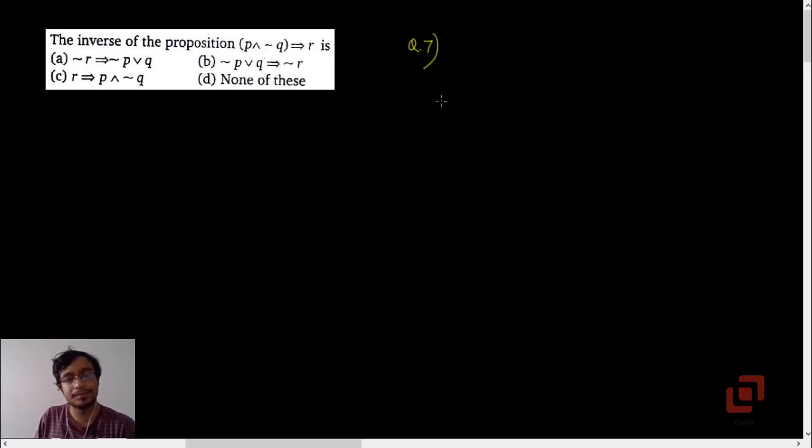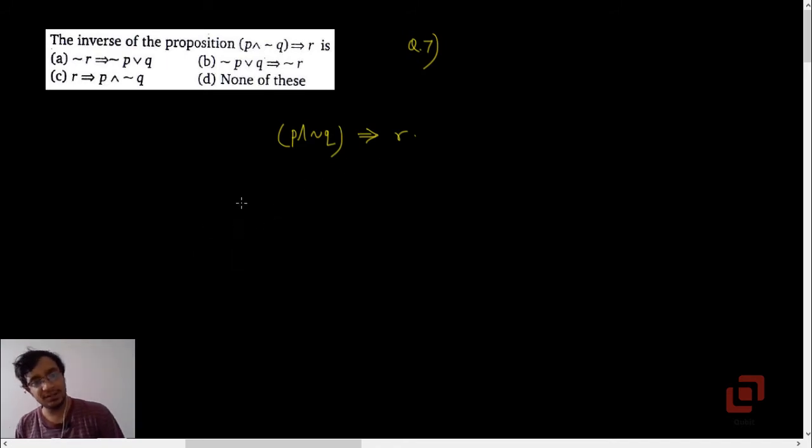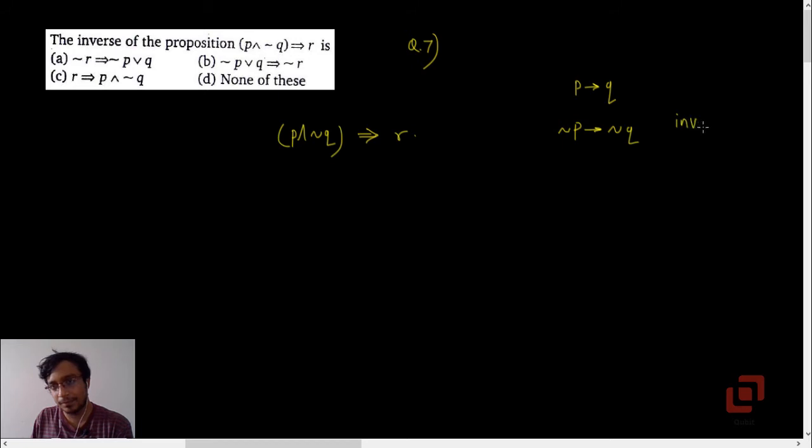Question 7. The inverse of the proposition P and negation Q implies R. Now you can expect a question in the CET based on the inverse, converse and contrapositive of a conditional. So what is the inverse of P implies Q? The inverse is negation P implies negation Q. The converse is Q implies P, and the contrapositive is negation Q implies negation P, and this is the original conditional statement.